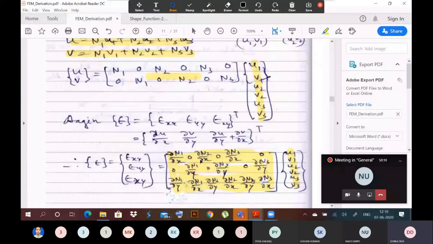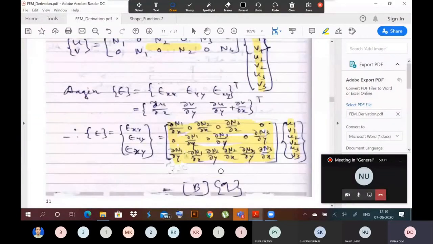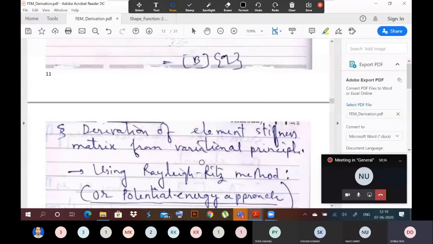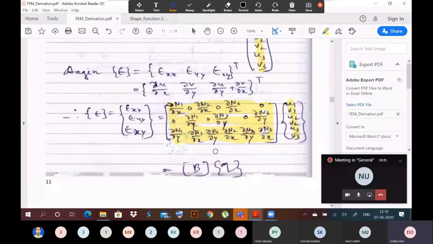You know N1. Either you can use a natural coordinate system or you can use the Cartesian coordinate system. If you use a natural coordinate system, it will be a function of the areas A1, A2, A3. And if you use the Cartesian coordinate system, it will be a function of x1, x2, x3. Ultimately, A1, A2, A3 are also functions of x1, x2, x3, y1, y2, y3. And your Cartesian shape function also will be a function of x1, x2, x3, y1, y2, y3. So any one can be used.